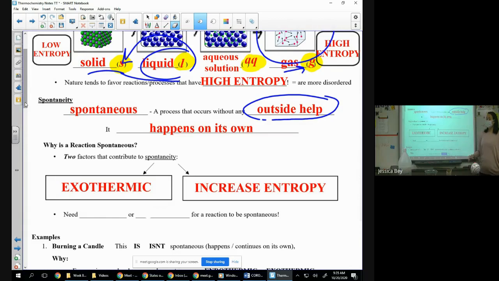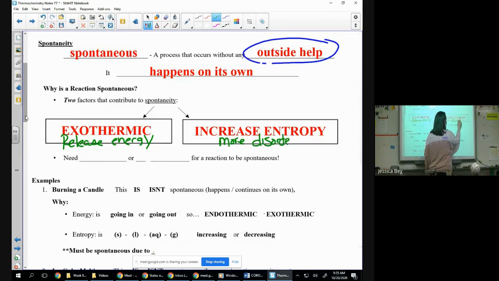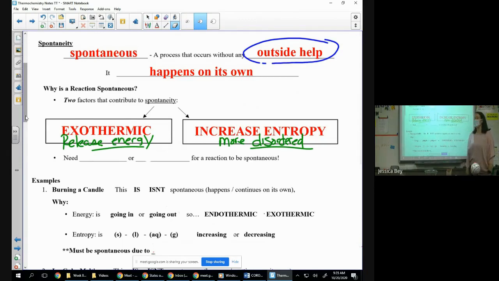So if I ask you, hey, is this reaction going to be spontaneous? You would need to look and see if it was releasing energy. So I guess we can write that here. Let's write that in the box. Releasing energy. Or more disordered. Okay? Boom. And on Thursday's lab, we're going to try to do some more examples of this stuff. Okay? All right. Here we go.